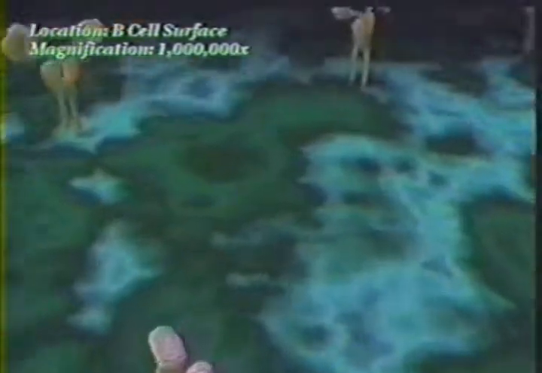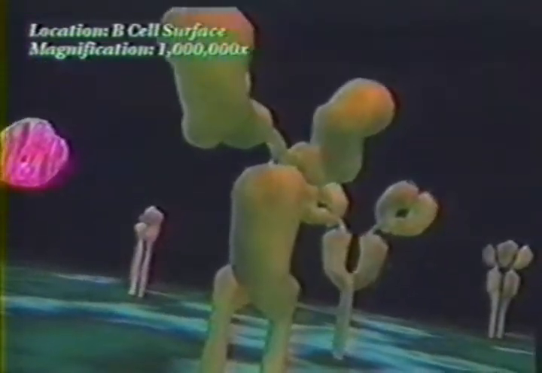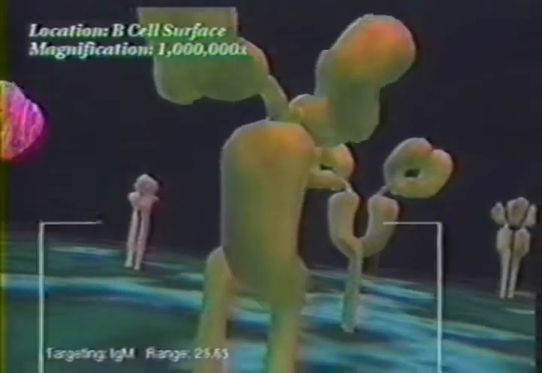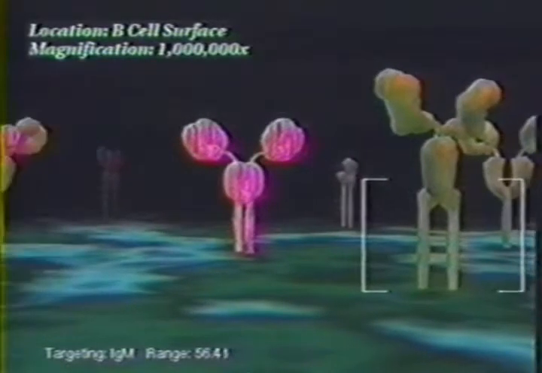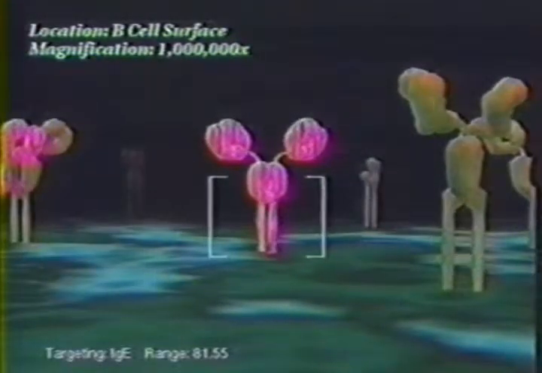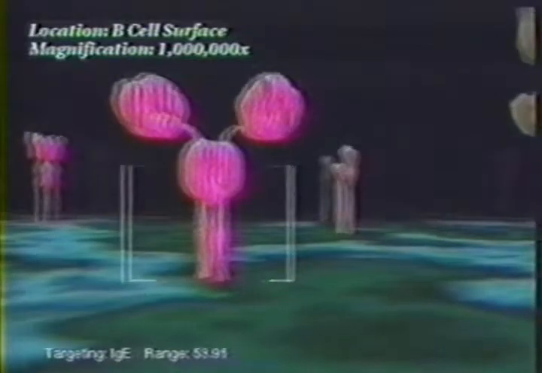We are now cruising the surface of a B cell at 1,000,000:1 magnification. Bound to the surface of this cell, we see antibodies and other proteins. In front of the ship, we see IgM, one of the characteristic surface proteins of a naive B cell. Also present is IgD, which is only found as a surface-bound protein.